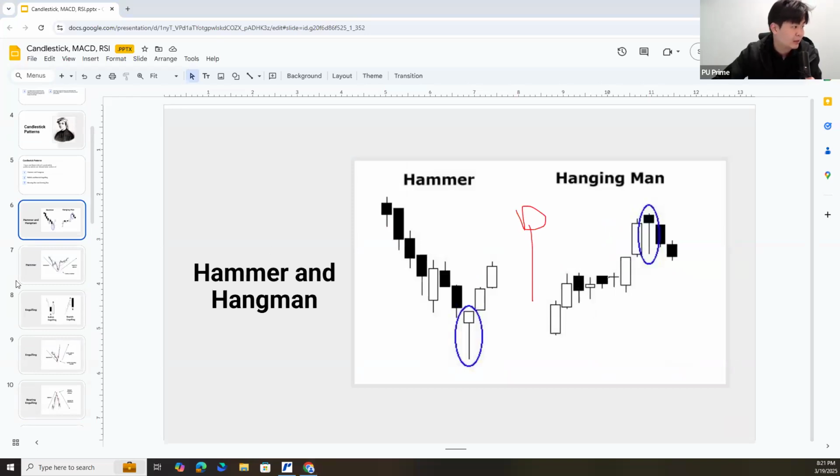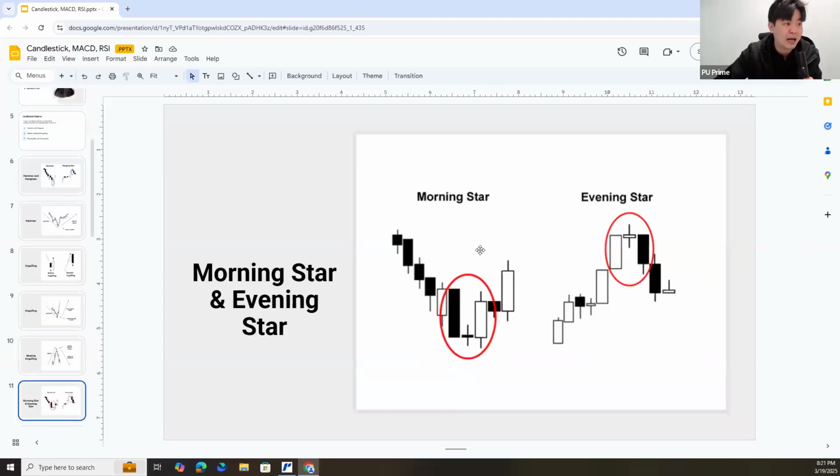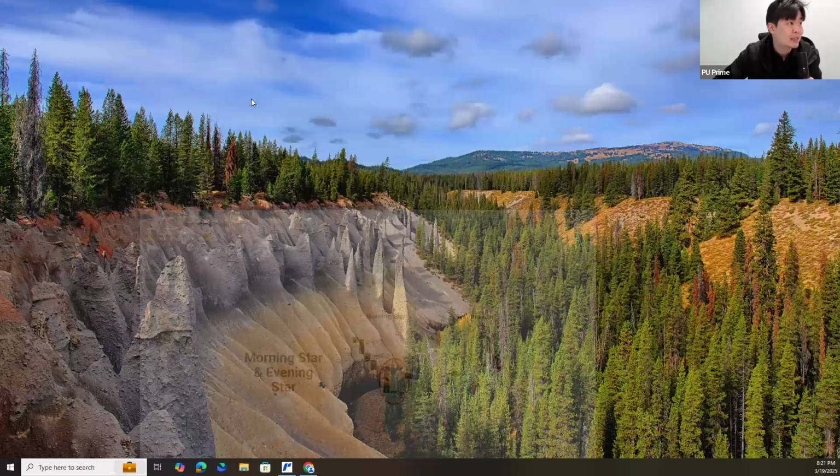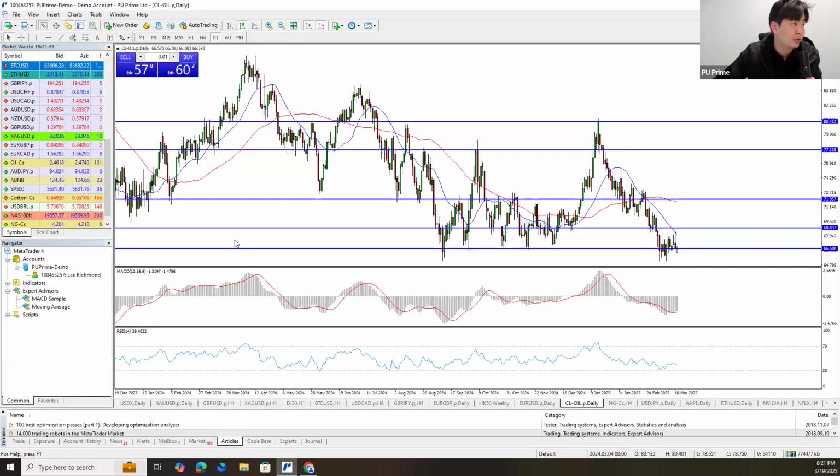And then this morning star and evening star, it's very simple. It's like a star. The body is very small, the shadow is also very short. So it's a very small one-candlestick pattern. When this has been formed, it will also show some potential retracement. Let's see if you have any good example of it.